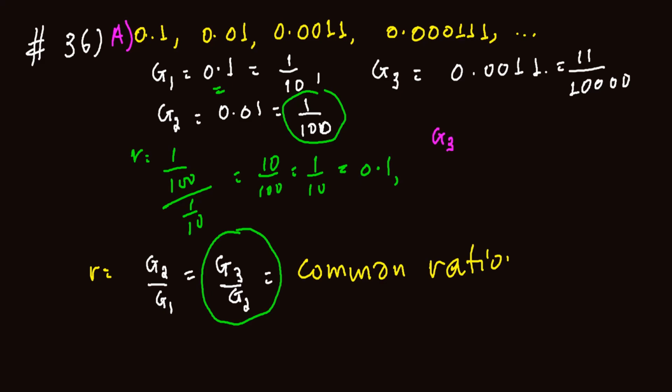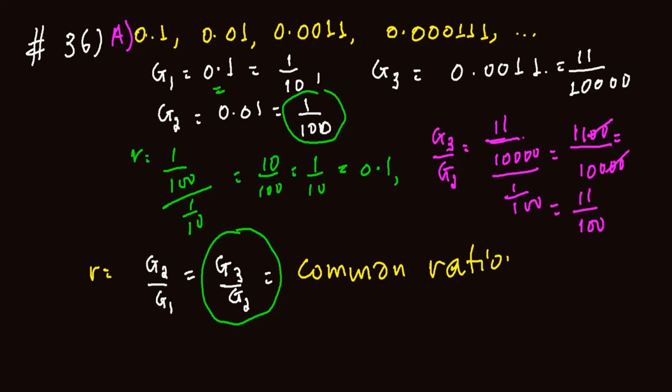Now let's do the other one, which is g3 divided by the second term g2. g3 is 11 divided by 10,000, divided by g2, which is 1 over 100. This number is 1100 divided by 10,000. You can simplify two zeros here and you will get 11 over 100, which is 0.11. Since 0.1 is different from 0.11, our sequence is not a geometric sequence.